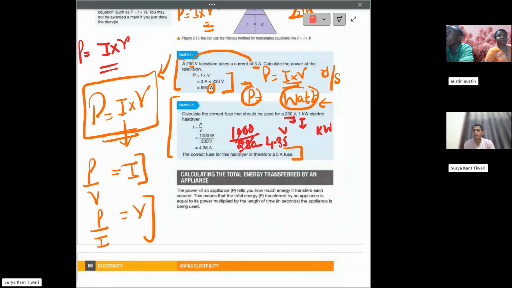4.35. That means you should use a 5 ampere fuse, so that if the current is more than 5 ampere, the fuse will blow and your hair dryer will be safe.